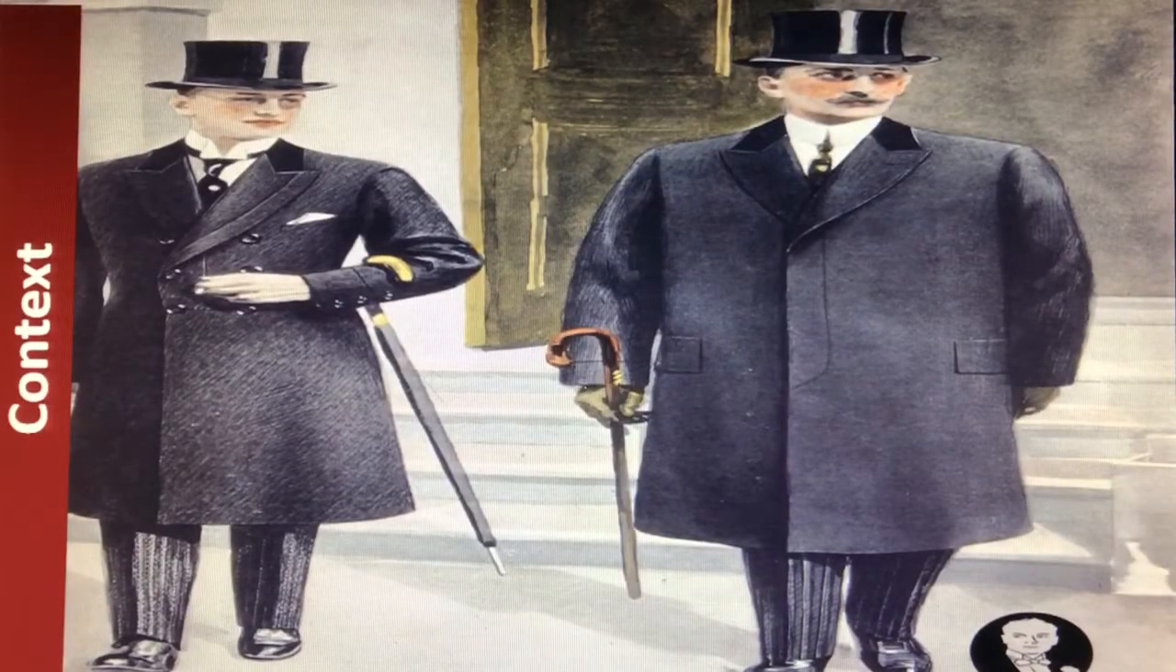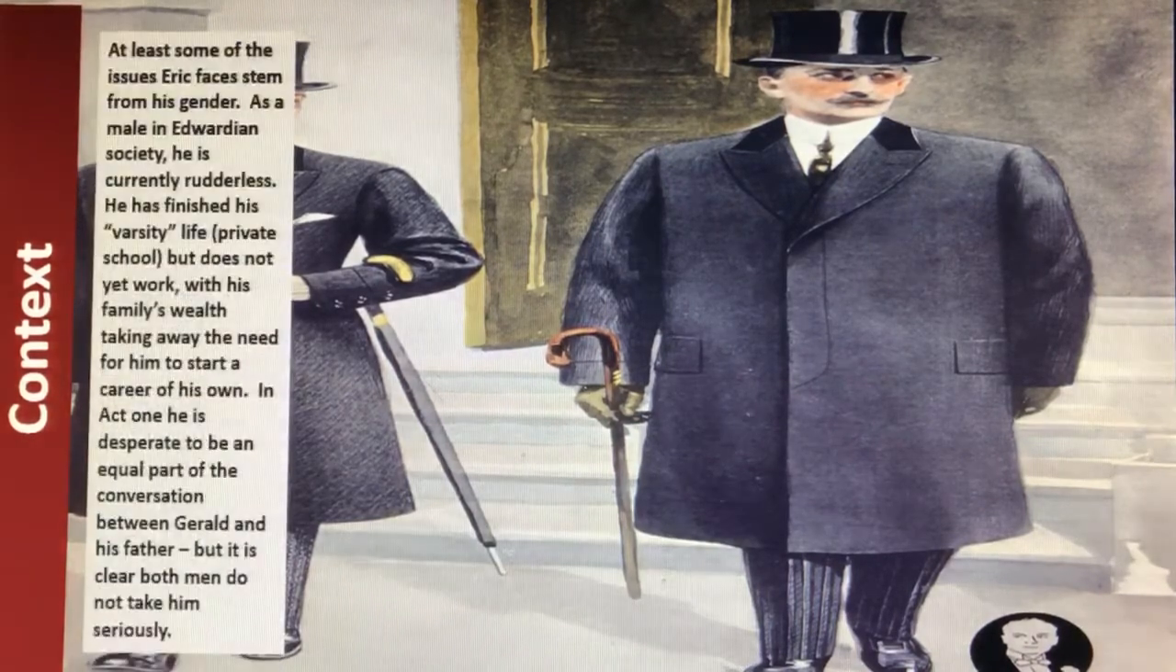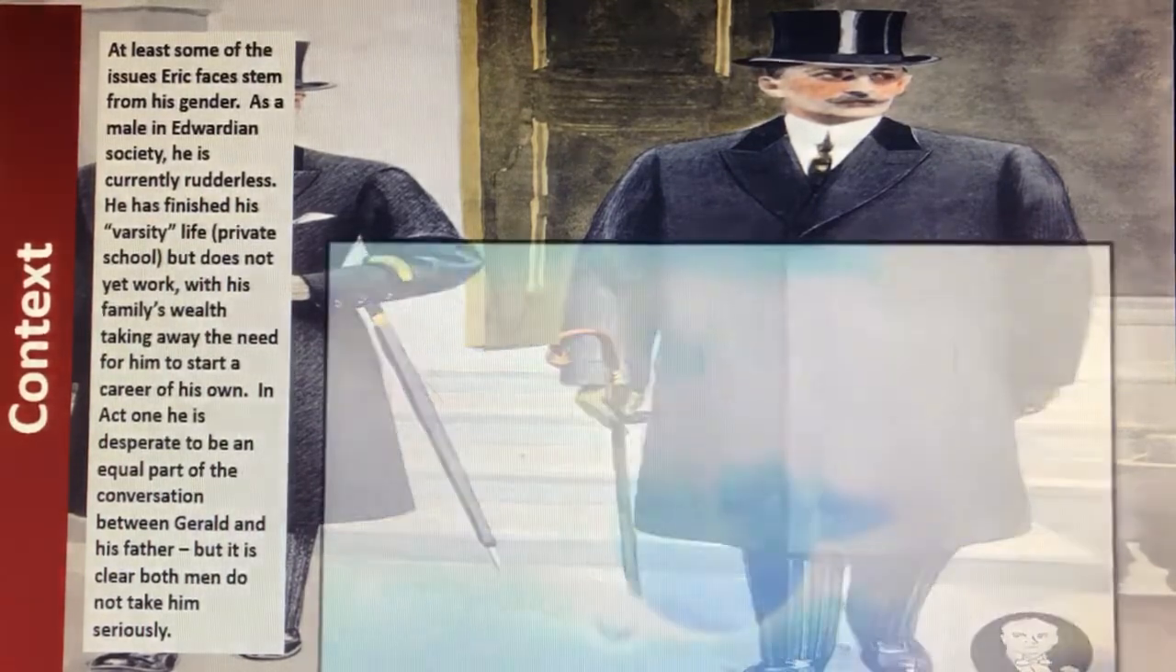Contextually, Eric is interesting. He might represent a typical young gentleman of the era. At least some of the issues Eric faces stem from his gender. As a male in Edwardian society, he is currently rudderless. He has finished his varsity life at private school, but does not yet work, with his family's wealth taking away the need for him to start a career of his own. In Act 1, he's desperate to be an equal part of the conversation between Gerald and his father, but it is clear both men do not take him seriously.